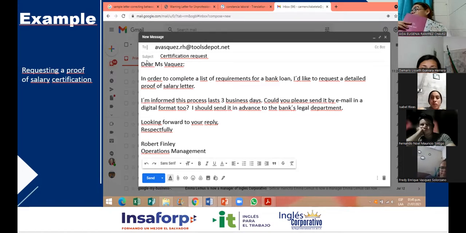Le pongo dear porque esto significa estimado, estimada. Ok. Dear. Esto no es solo para las cartas entre mi abuelito y yo, ¿verdad? No. Como antes poníamos, querido abuelito. No. Eso es en español. Pero en inglés, dear no tiene ese significado, sino que estimado. También tiene el otro, pero en un email formal es estimado.